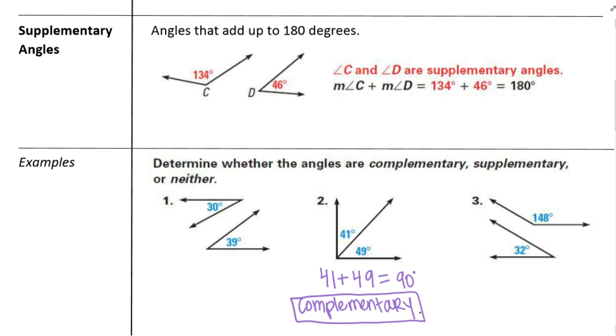And then let's look at number 3. We have 148 and 32, so we add them together like this. And if you need to use the calculator, go ahead, and we're going to get 180 degrees. So this must mean they are supplementary.